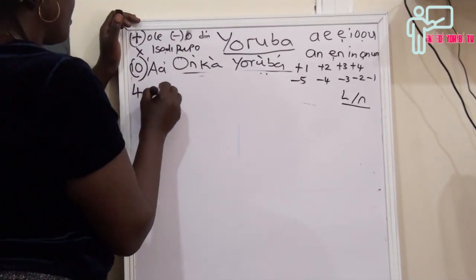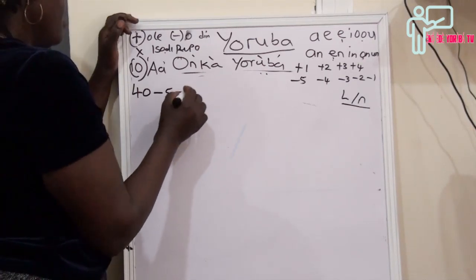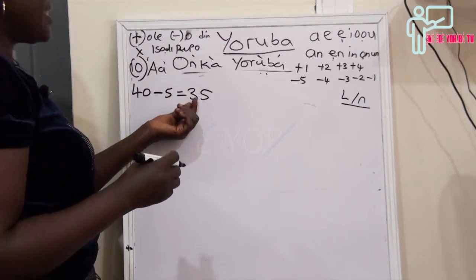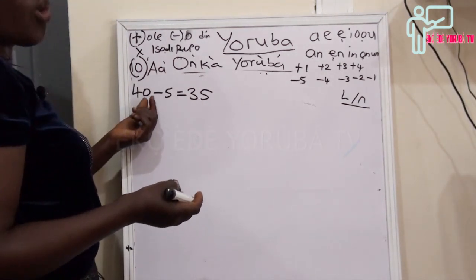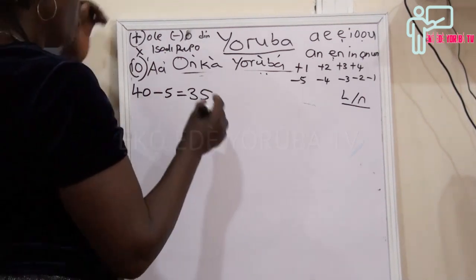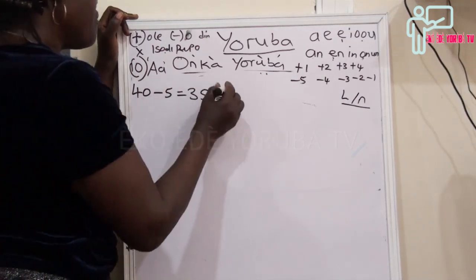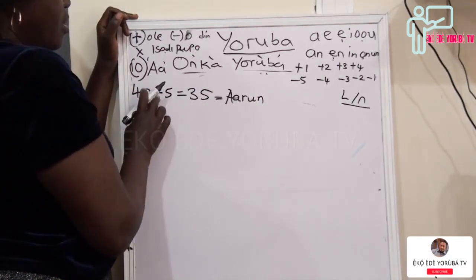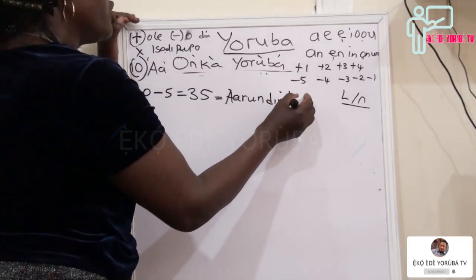That is 40 minus 5. I said it will give us 35. And I've said that 30 is ọgbọ̀n, 40 is ogójì. So it's now be àrún, which is 5. Dín àrúndínlógójì.